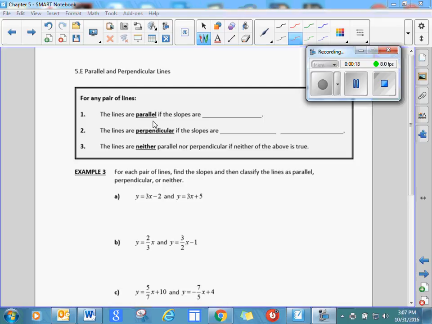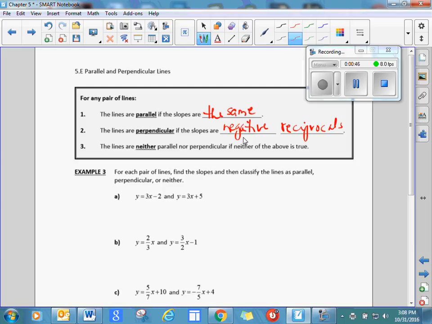The lines are parallel if their slopes are the same. So if you've got two lines and their slopes are the same, I don't care what their y-intercepts are or what their points on the line are, if their slopes are the same, then your lines are parallel. Lines are perpendicular if their slopes are negative reciprocals. Or sometimes we say opposite reciprocals.